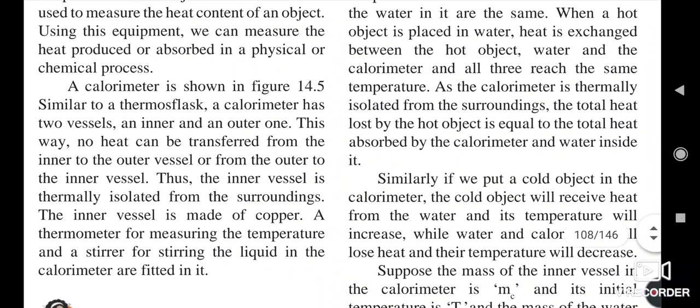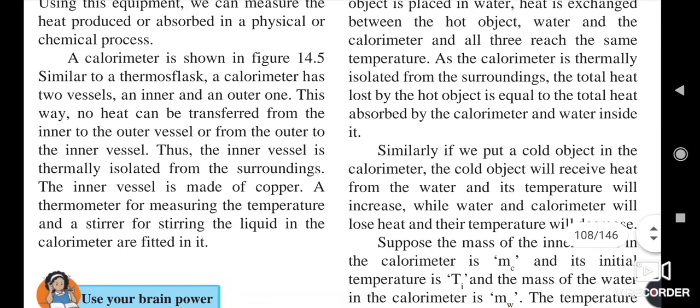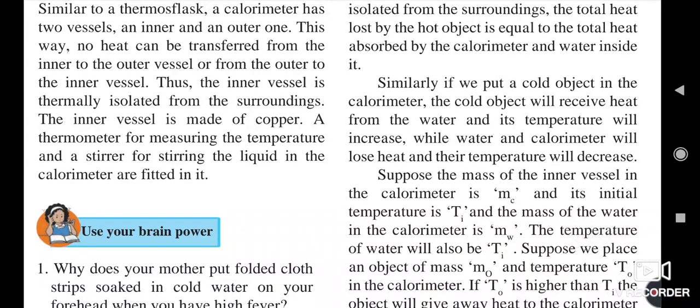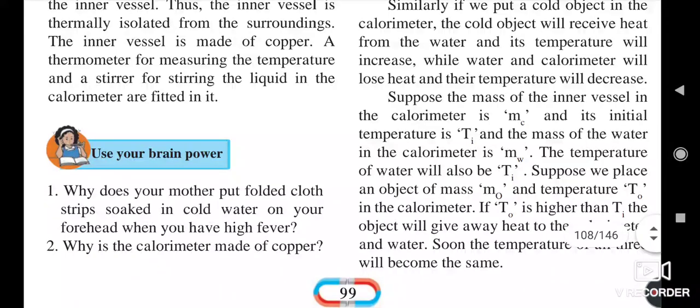Similar to the thermoflask, the calorimeter has two vessels, an inner and an outer one. This way, no heat can be transferred from inner to outer vessel or from outer to inner vessel. Thus, the inner vessel is thermally isolated from the surroundings. The inner vessel is made of copper, and a thermometer for measuring the temperature and a stirrer for stirring the liquid are fitted in it.